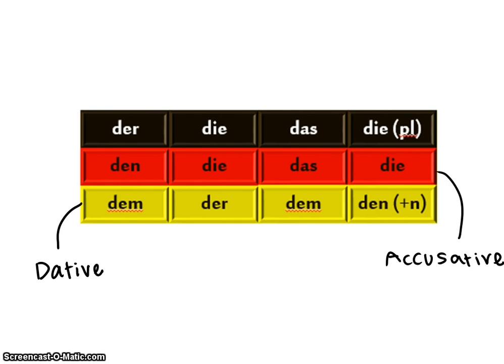When using the accusative case, if the object's gender is der, it changes to den. Die and das stay the same, as well as the plural die. When using the dative case, der changes to dem, die to der, and das to dem. The plural to den, although you also need to add an n to the end of the object as well. Here's a chart to help you remember.